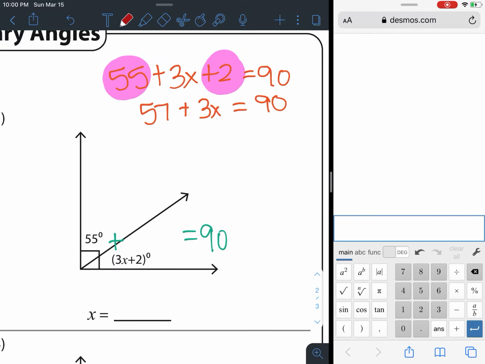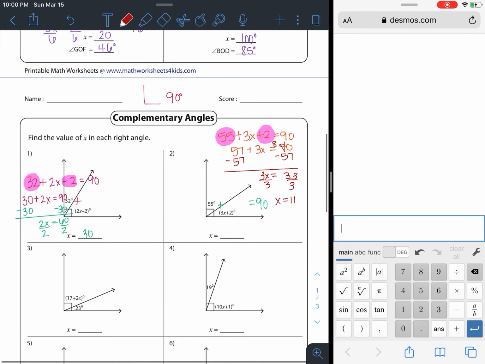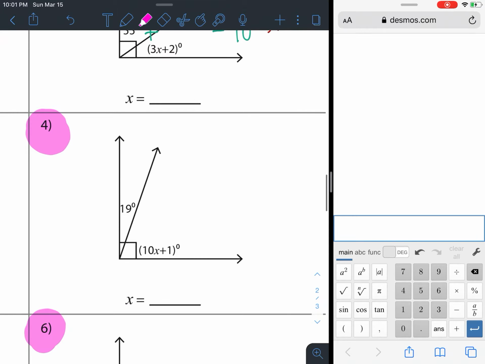So now we start moving things to the other side. 57 is on the same side of x but not attached, so we get rid of it first. So that leaves us with 3x equals 33. Last step, divide by 3. So x is 11. Go ahead and try 4 and 6 on your own. Press pause. Go ahead and press play when you're ready.